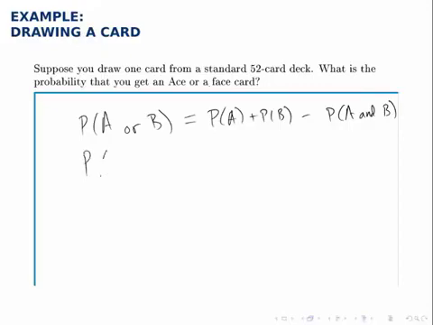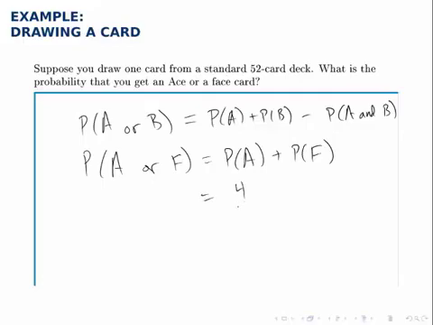So in this case, the probability that we get an ace or a face card is simply the sum of their probabilities, because the probability of both of them happening together is 0. So we just subtract off 0 at the end, which doesn't change anything. The probability of drawing an ace, well, there are 4 aces: the ace of clubs, diamonds, hearts, and spades, and there are 52 total cards.